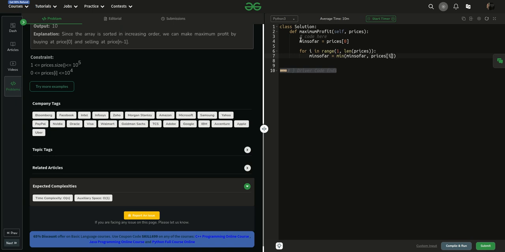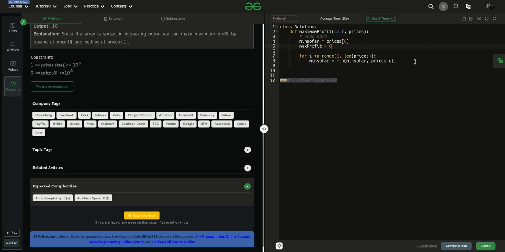So every time we iterate over the prices array, we calculate the minimum of the minimum so far and this stock price, and this value will be updated. Then let's consider our maximum profit variable, max profit, which is initially 0.